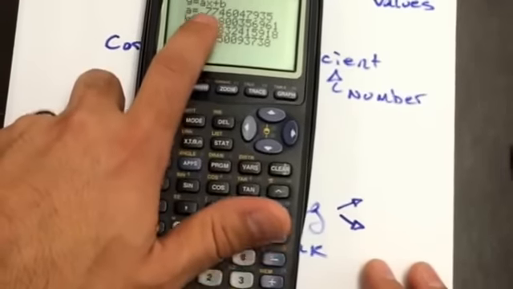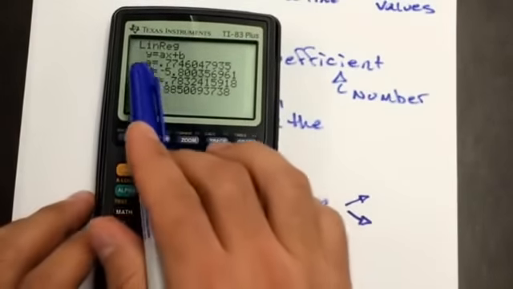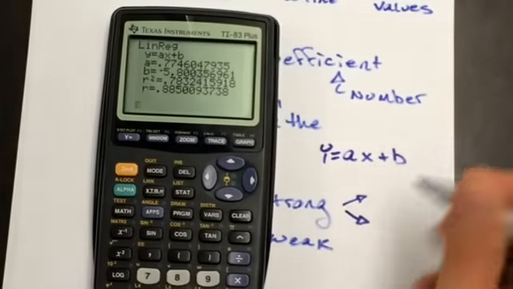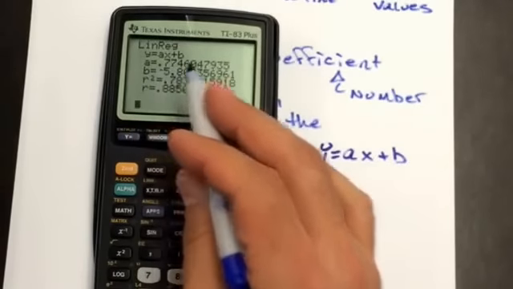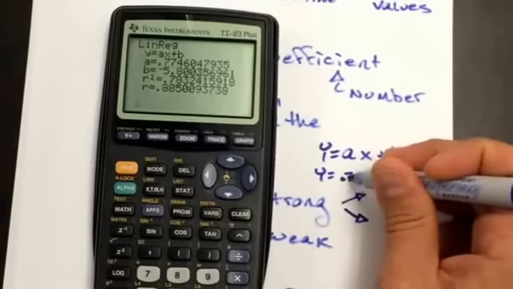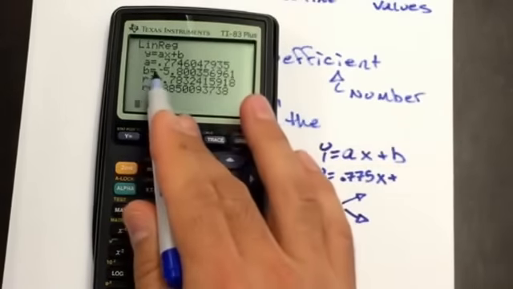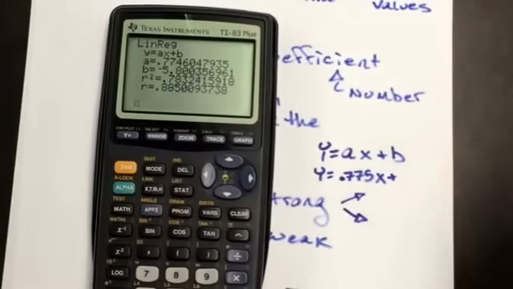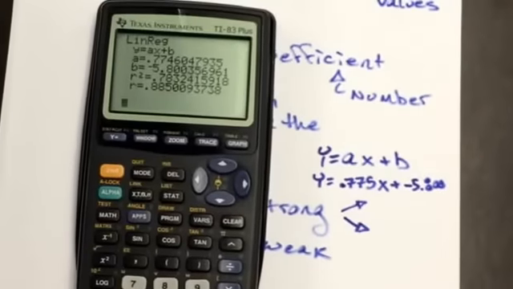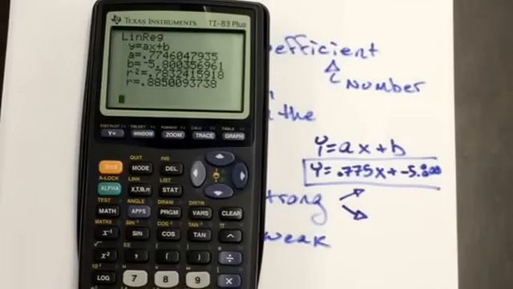And then I'm going to use the rest of the information to write the equation. So if you look at this, it tells me it's in the form y equals ax plus b. It tells me that a is 0.7746. I'm just going to round it to 3 decimal places. So I'm going to make it 0.775x plus, and it tells me b is negative 5.800. Again, 3 decimal places, negative 5.800.